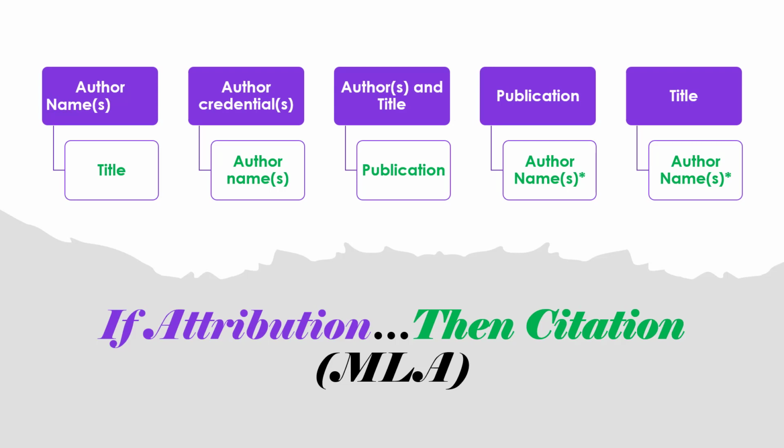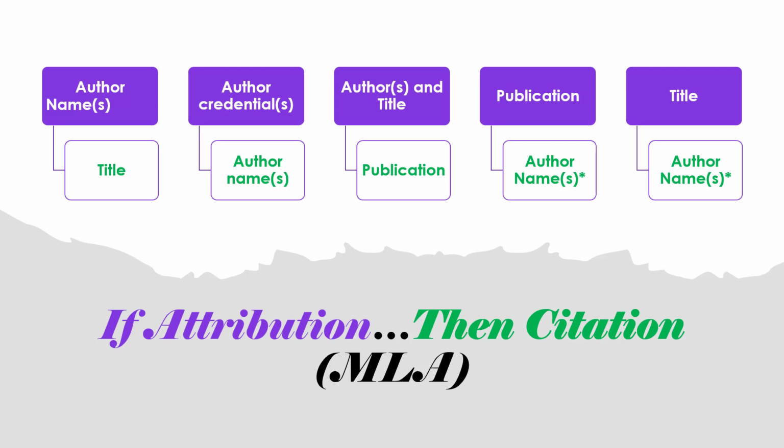If you're using the authors and the title in your attribution, so Smith, Lee, and Jones' book, The Wonderful World of Bats and Caves, if you use both of those in your sentence, then your citation at the end is going to be the publication. So if that was published as a book, you would put the publisher's name there. If it was a website, then you would put the website's name there. So New York Times or Google Books, whatever.